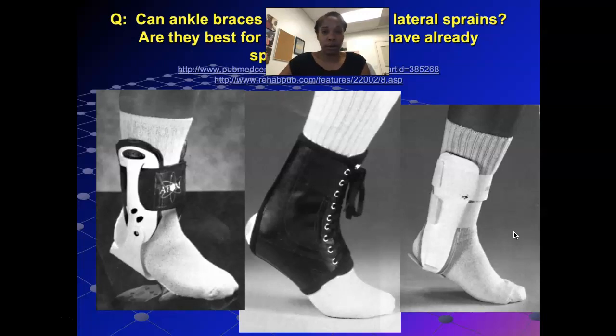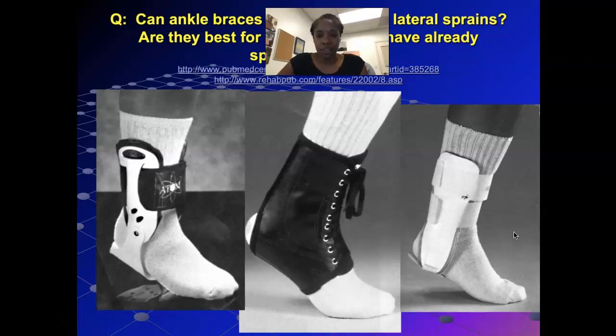So your coaches are smart, right? They're reading, they're seeing it in the news. So they're going to come to you and they're going to say, please tape all of my athletes. Well, what if you have a football team of 70? I don't know that I want to tape 140 ankles. I don't know that I want to brace 140 ankles, because that is an expense to your budget.